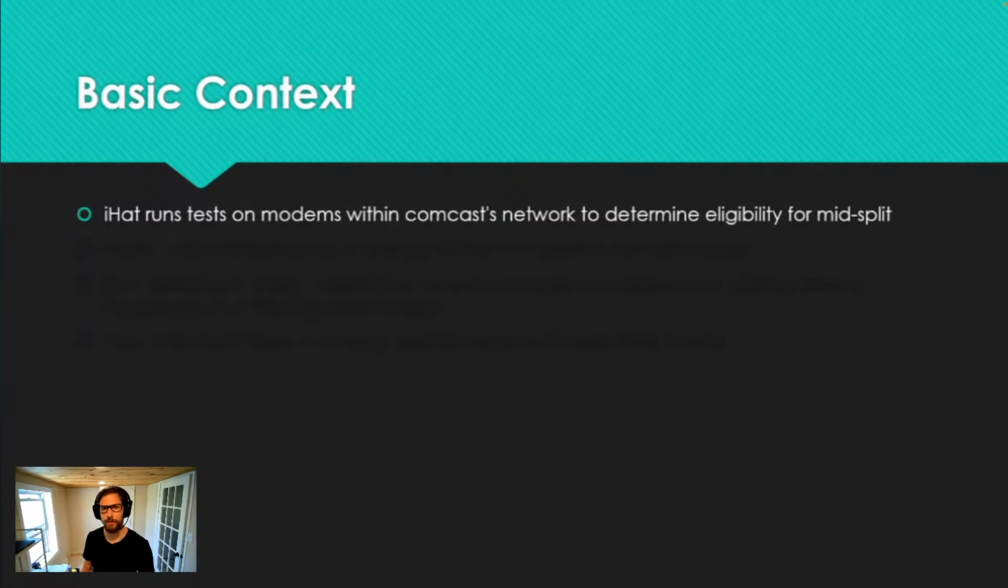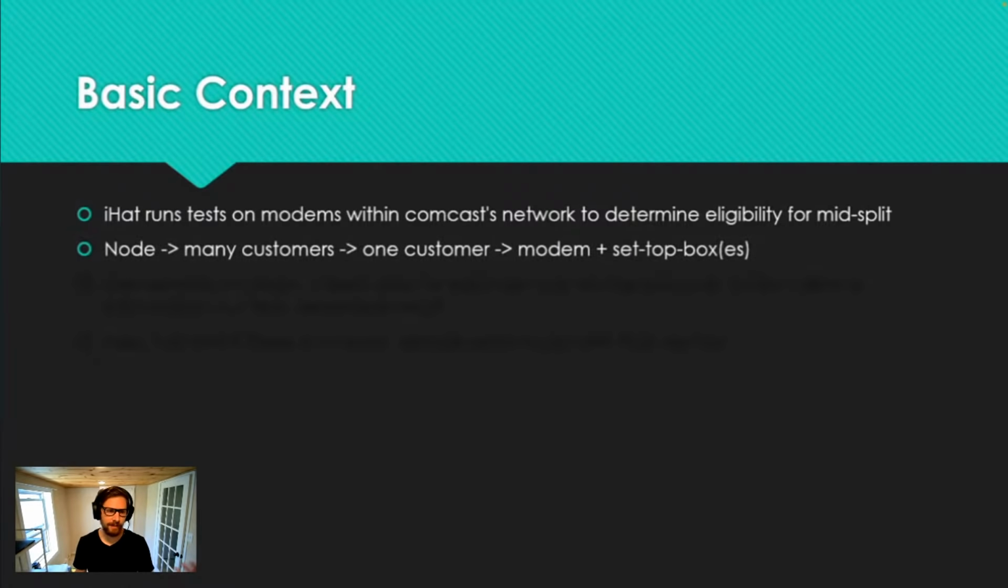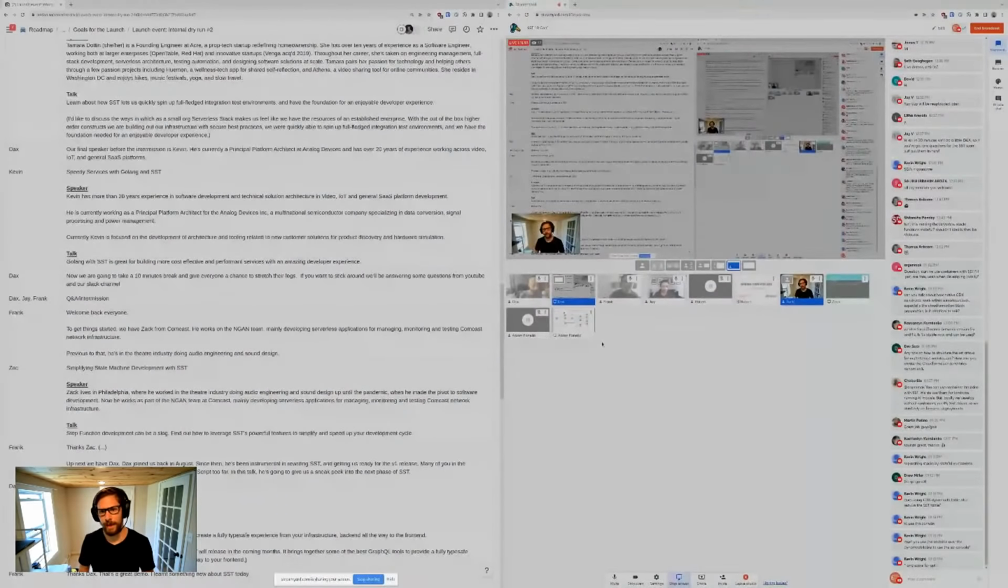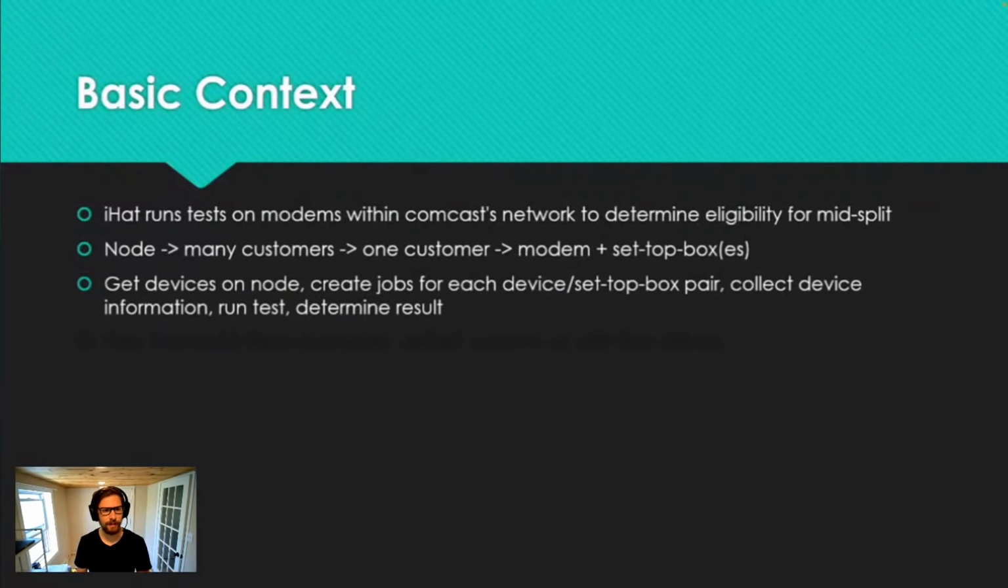So we run a test to ensure that doesn't happen if we are going to change the modem's configuration to mid-split. Basically, how this works is a node distributes to many customers, and in each customer's house, there's one customer or household, and they have a modem. And a set-top box, which could be none, could be multiple, and that'll come in handy later.